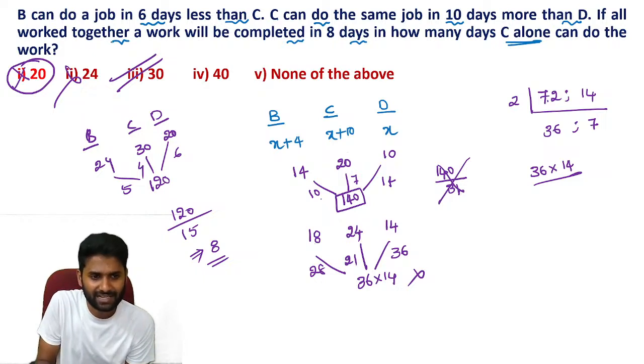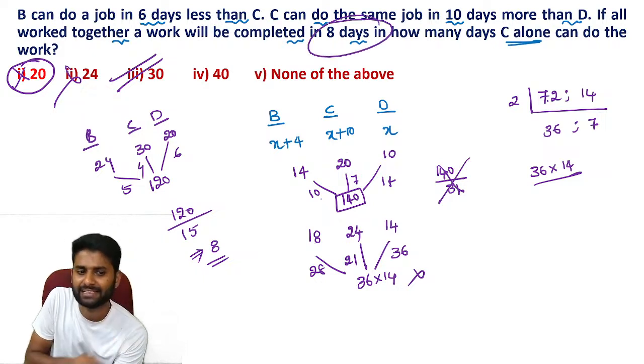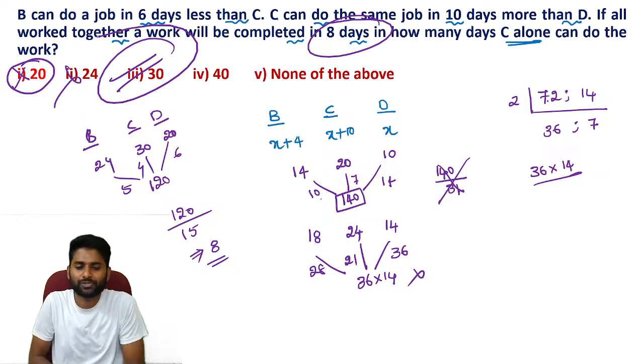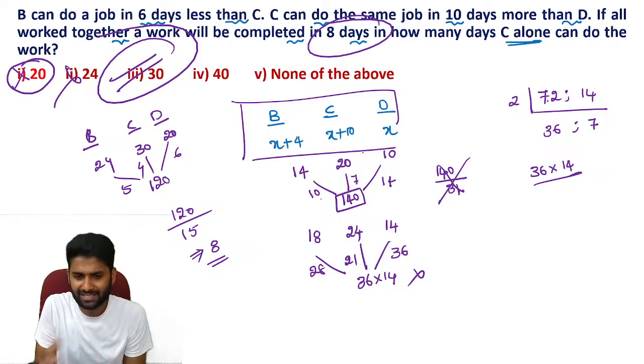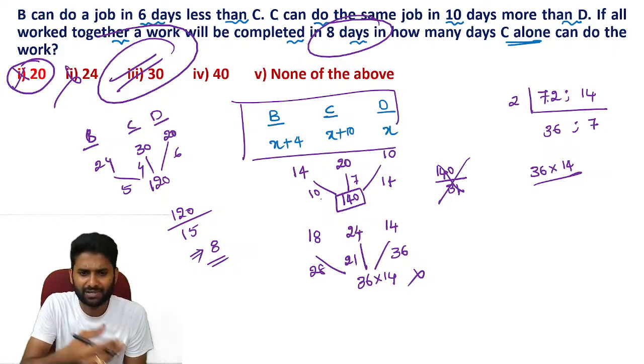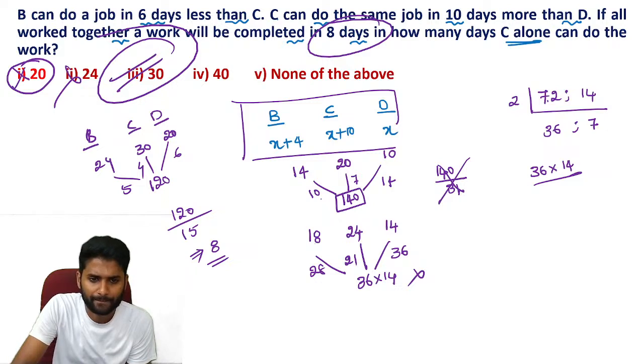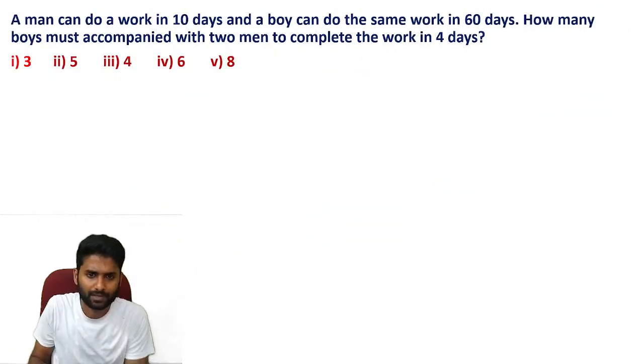See, they clearly mentioned that if all work together, it takes only 8 days. That's why according to the option, 30 is the correct answer. If you go through the normal approach, definitely it takes time. Why? Because it involves quadratic equations. Try this question.